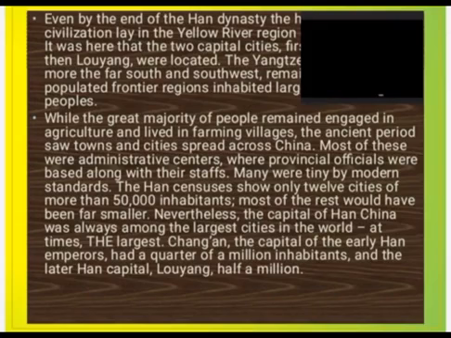Nevertheless, the capital of Han China was always among the largest cities in the world, at times the largest. Chang'an, the capital of the early Han emperors, had 250,000 inhabitants, and the later Han capital, Luoyang, 500,000. So this is the explanation of the population in ancient China.